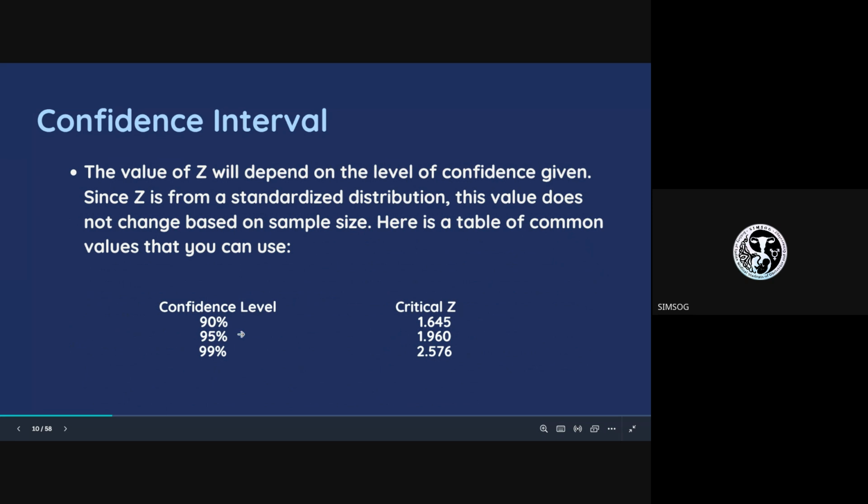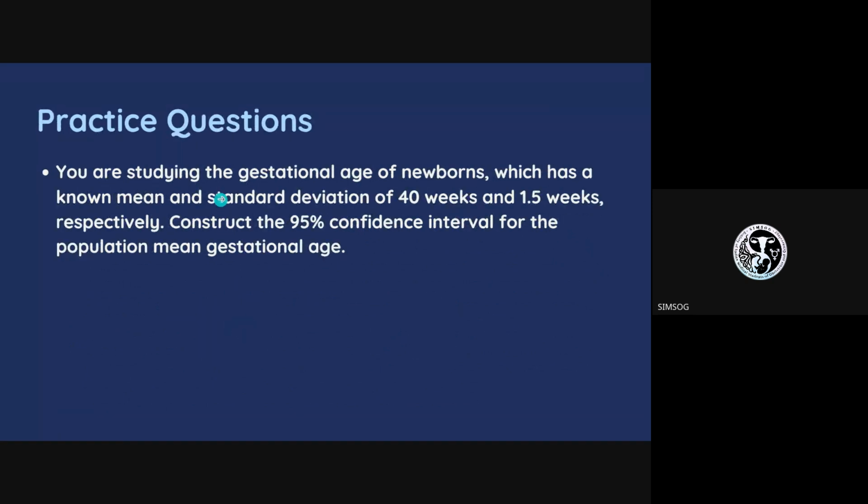Okay, so let's take some practice questions for this session. Let us say that you are studying the gestational age of newborns, which has a known mean and standard deviation of 40 weeks and 1.5 weeks respectively. Construct the 95% confidence interval for the population mean gestational age.